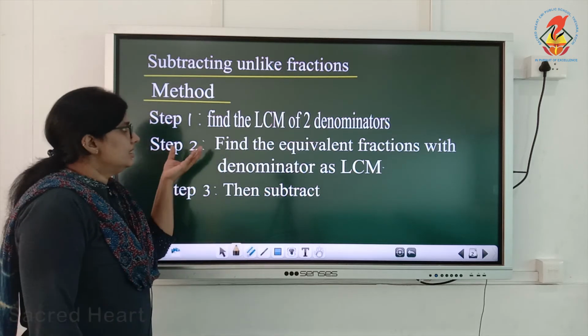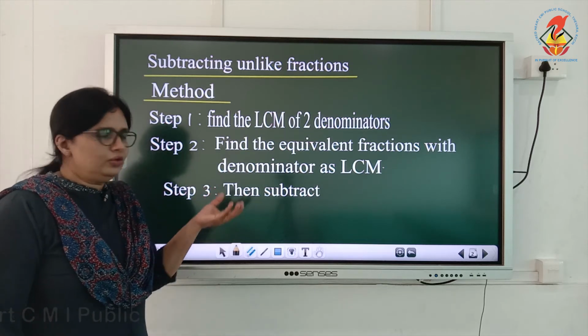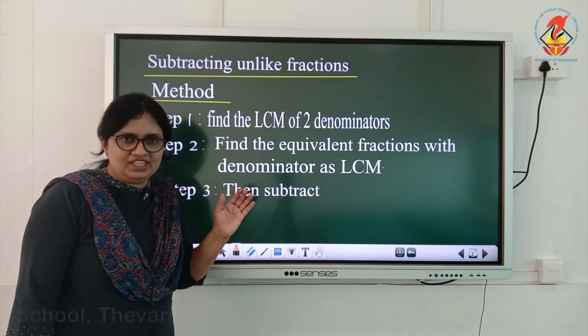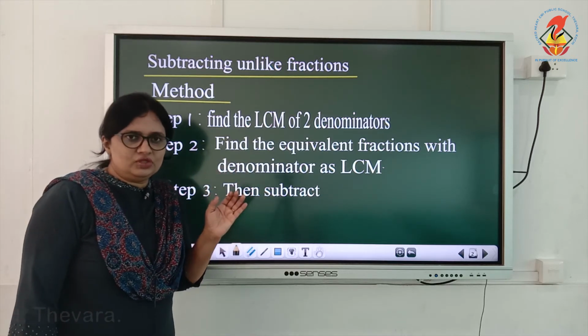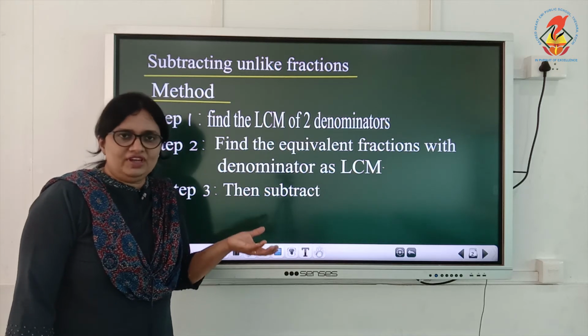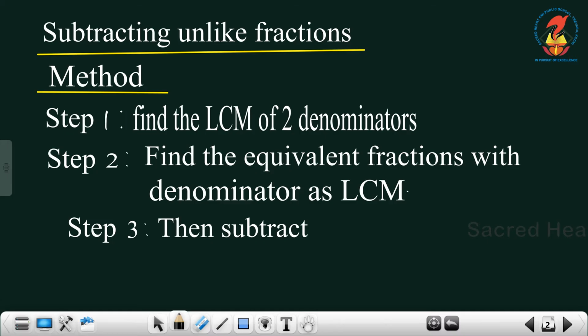First step is find the LCM of two denominators. And you know, the same as in addition, first we need to find the LCM. After that we need to change both denominators into the LCM. Then you will get like fractions. Then you can subtract. Okay, that much only.